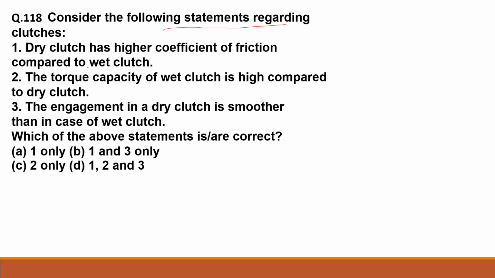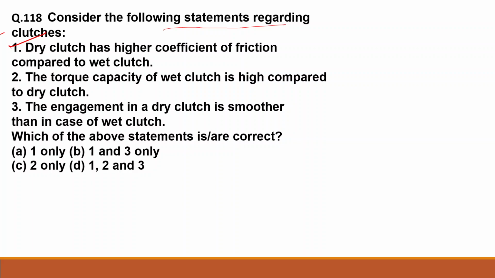Okay guys, in this the points we're discussing about the clutches. The dry clutch has higher coefficient of friction compared to wet clutch. This point is right. Option A is right. Because in dry clutch a higher coefficient of friction may take place, and compared with the wet clutch, it is low, wet clutch is low.